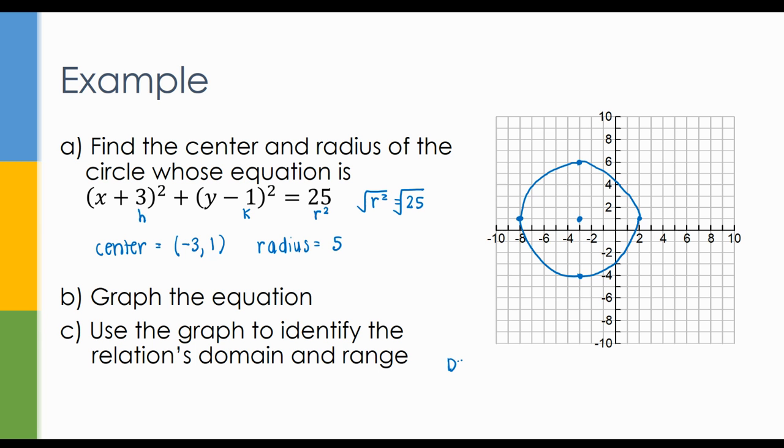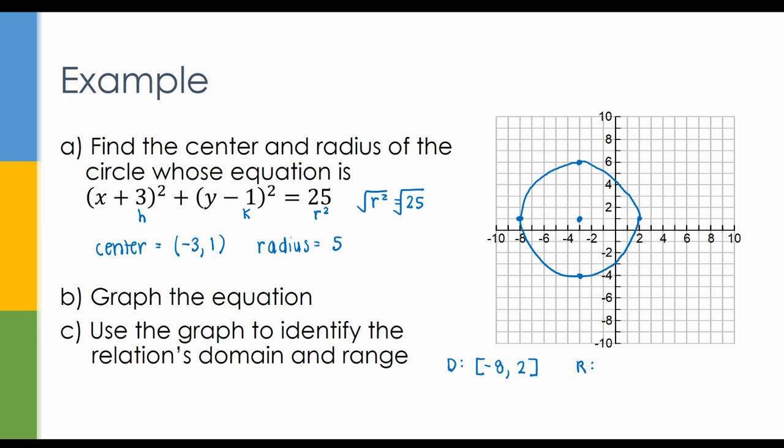So remember, to find the domain, we're looking at the x values. Well, it looks like the farthest on the left would be at negative 8, and it's included on the circle. So I want a bracket. Farthest on the right is a positive 2. It's also included because it's on the circle. I need a bracket. So negative 8, 2 is my domain.